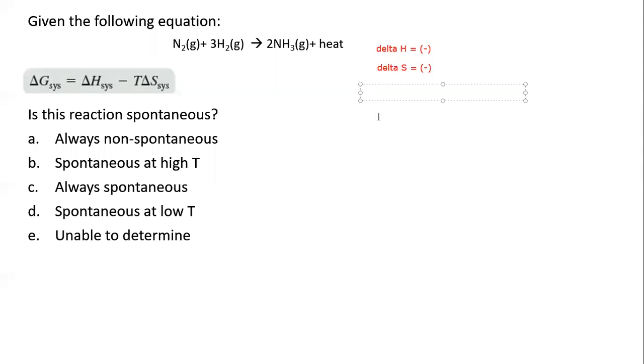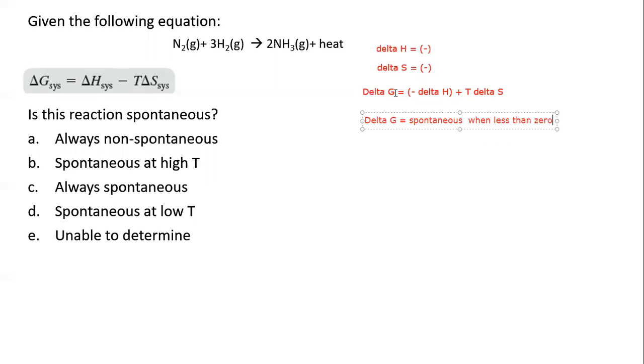Delta S is negative. So here we have delta H is negative, delta S is negative, and now when we put it into delta G, we have a negative delta H, and this minus T delta S becomes positive. So we have a positive T delta S. And remember, delta G is spontaneous when it's less than 0. So when delta G is less than 0, it's spontaneous.